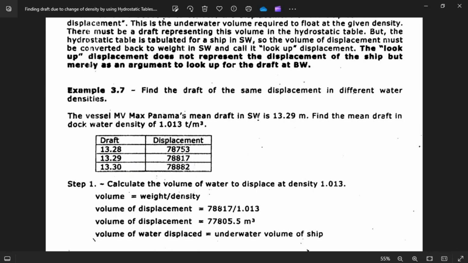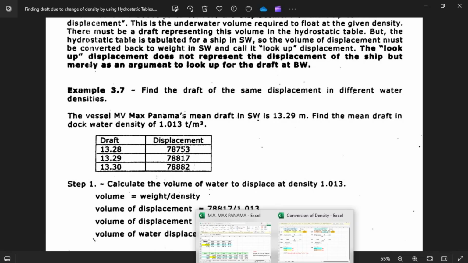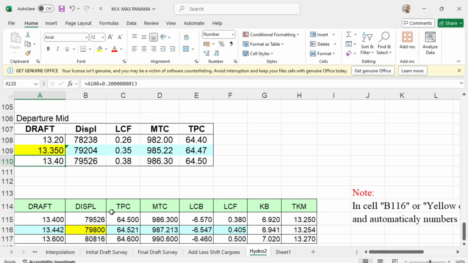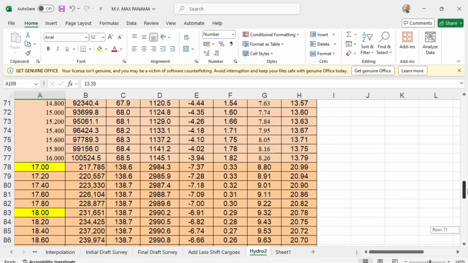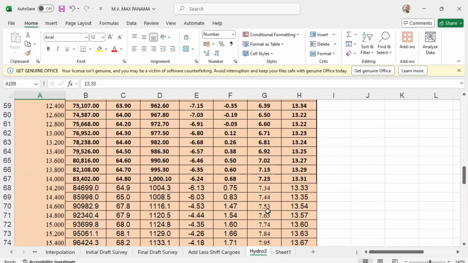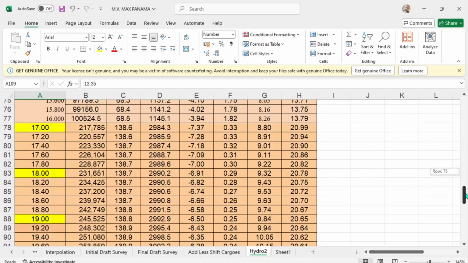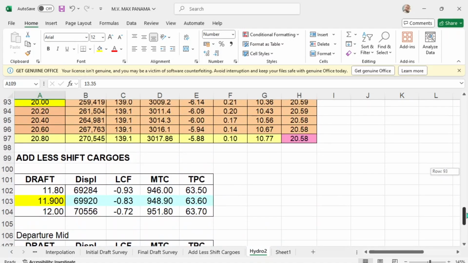So let's check, guys. 13.29 is between 13.20 and 13.40, so it's in between here. That will be interpolated. So I have already a program here which can interpolate the draft.